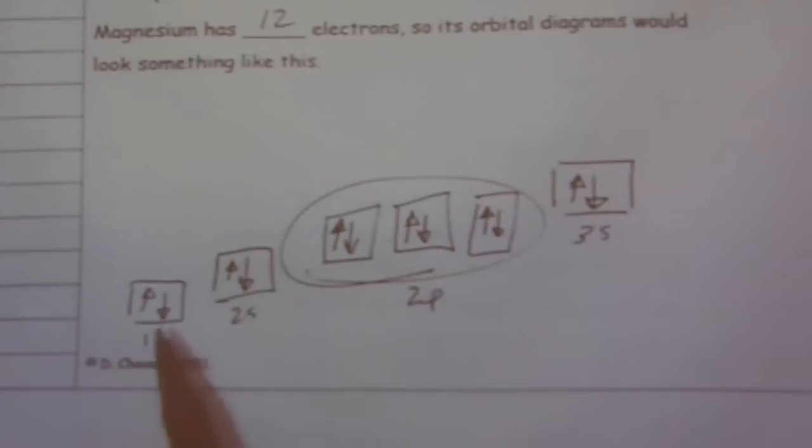Magnesium has 12 electrons, and so its orbital diagram would look something like this. 1s, just like the 1s for carbon, 2 electrons go down there, then 2s, a little higher energy level, so we'll draw it a little higher. 2p, 6 electrons there, 1, 2, 3, 4, 5, 6 for 2p, right? And then finally 3s, 1 electron up, 1 electron down. So that's 12 electrons for magnesium, okay?